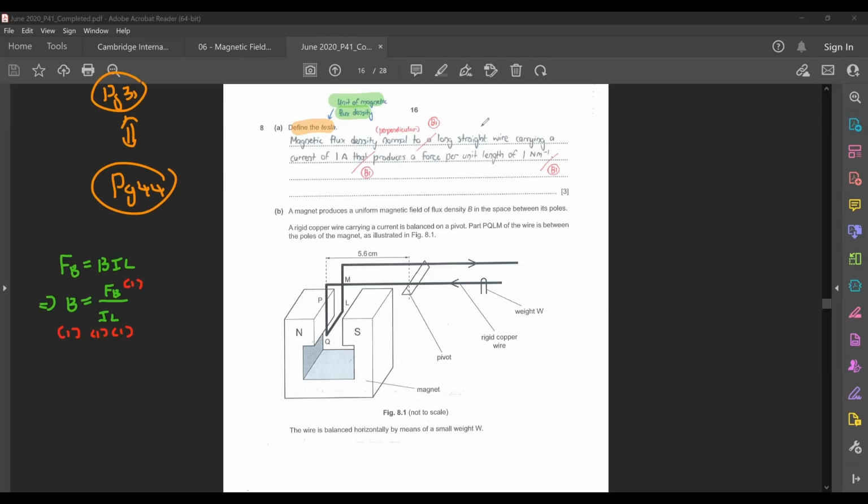All right. So now 1 Tesla is the magnetic flux density normal or perpendicular to a long straight wire carrying a current of 1 amp that produces a force per unit length of 1 Newton per meter.